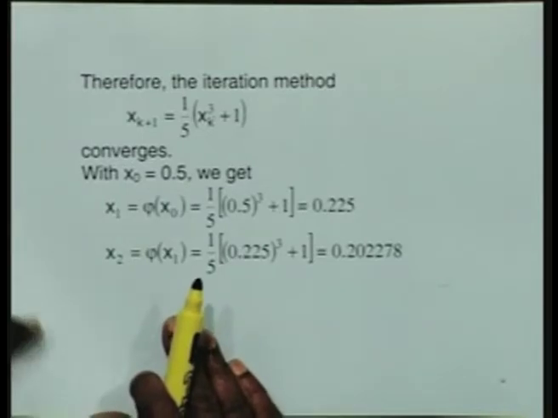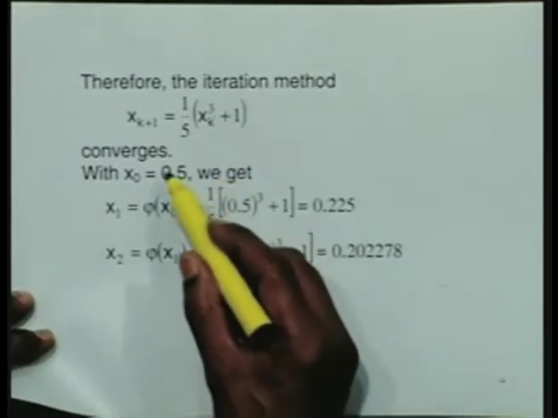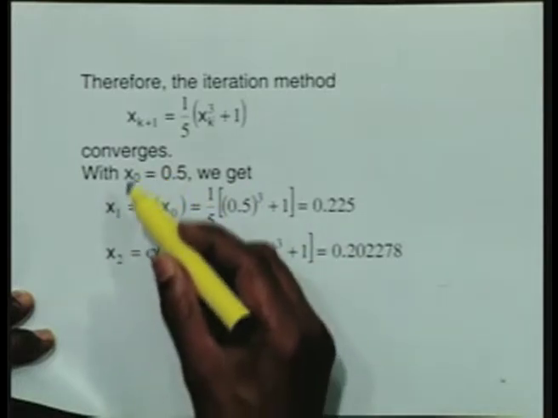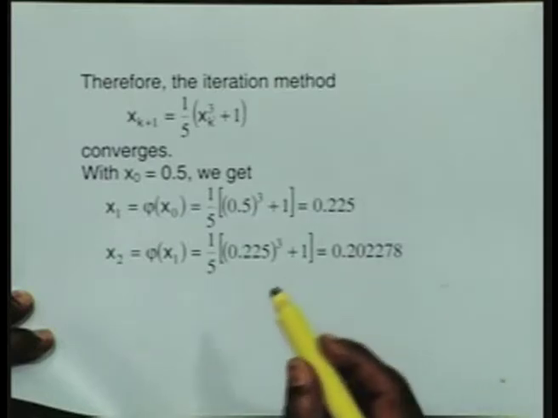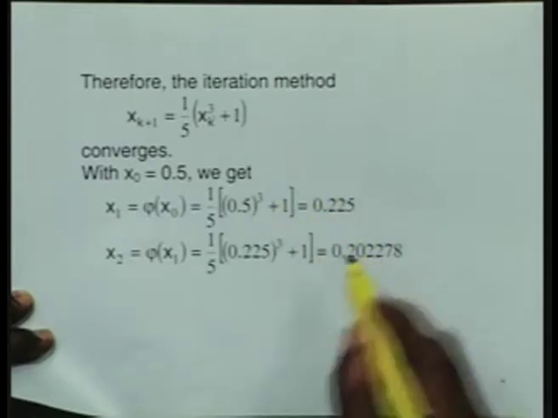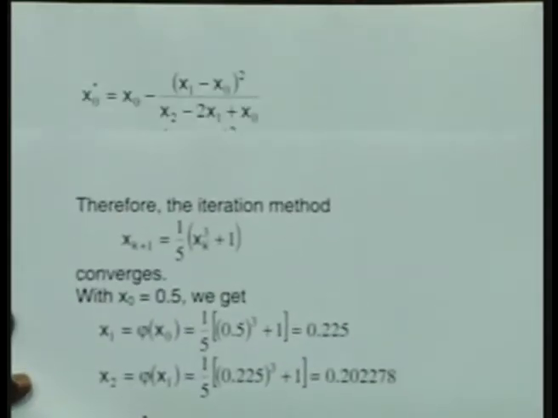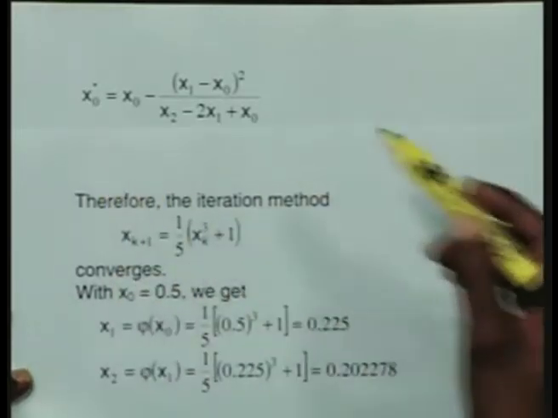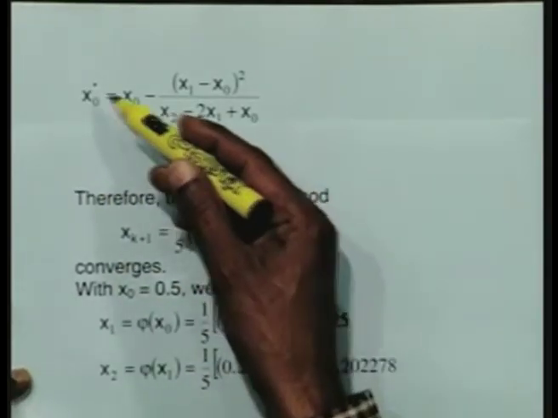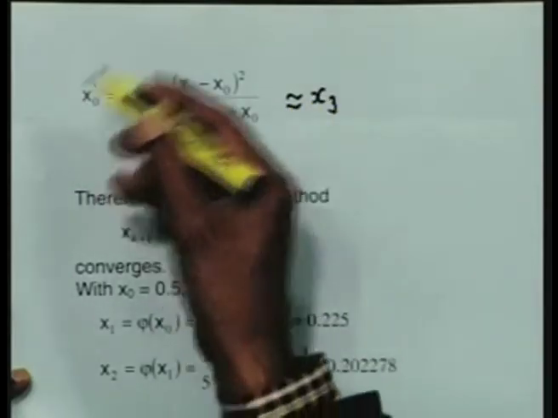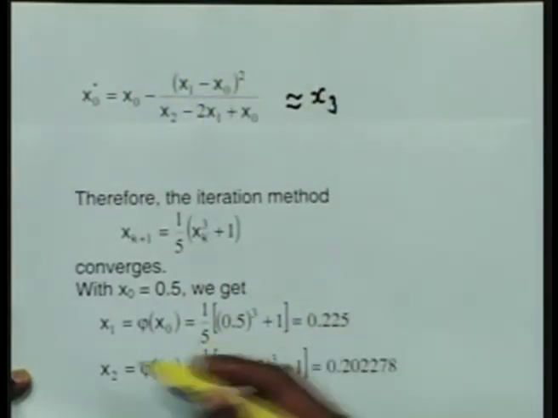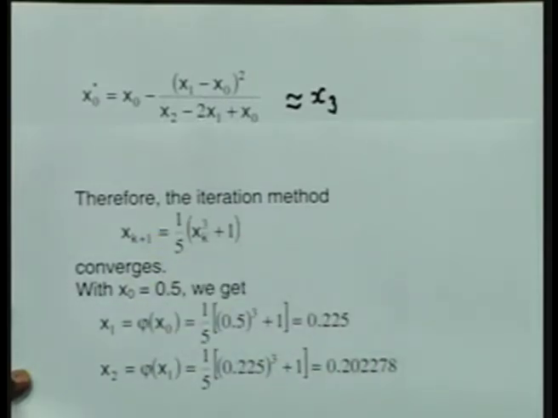Now at this stage the 3 values x0, x1, x2 are available to me. Now I can use Aitken's method to get a better estimate of the computation, and we call it x0 star. You can indeed call it as x3, you need not call it x0 star, you could as well call it x3, in continuation.